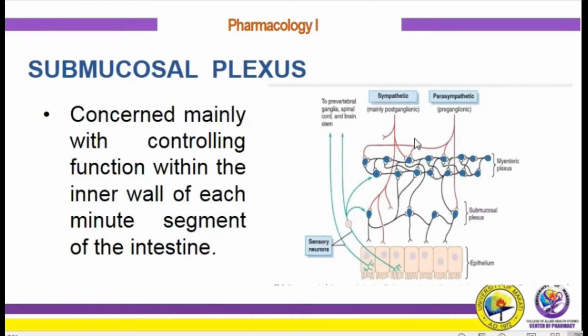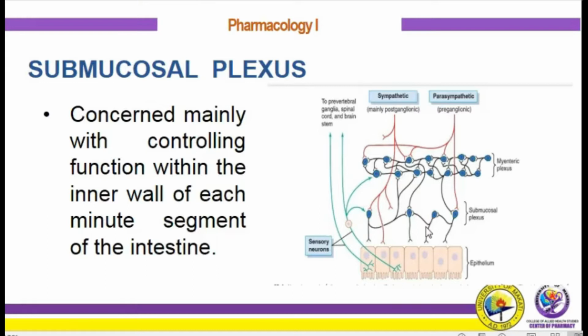So the second network of the enteric nervous system is the submucosal plexus. It is the inner plexus which lies in the submucosa. So ito yung submucosal plexus. It is concerned mainly with controlling function within the inner wall of each minute segment of the intestine. The submucosal or Meissner's plexus is involved with the local conditions and controls local secretion and blood flow to the submucosa, which of course determines absorption. So, kinokontrol ng submucosal plexus ang mga local muscle movements.